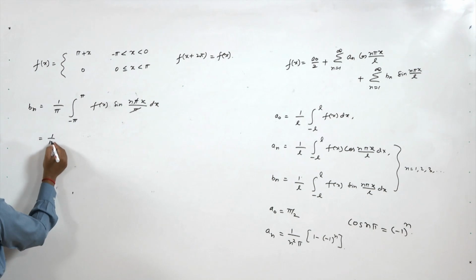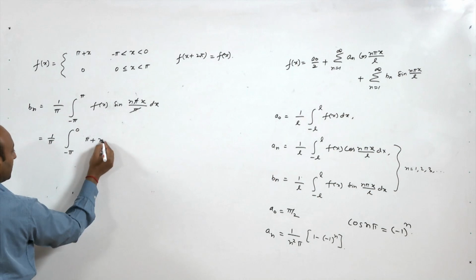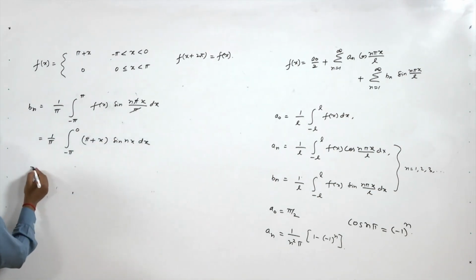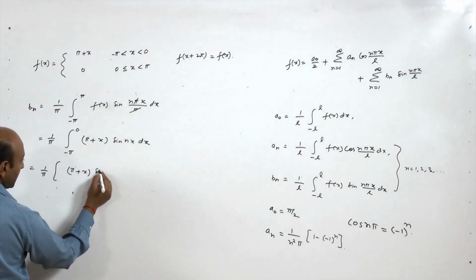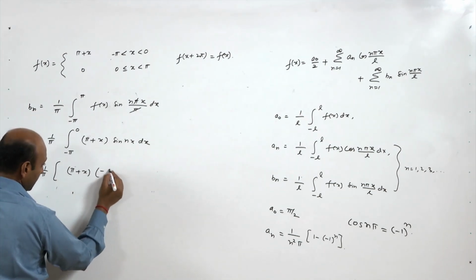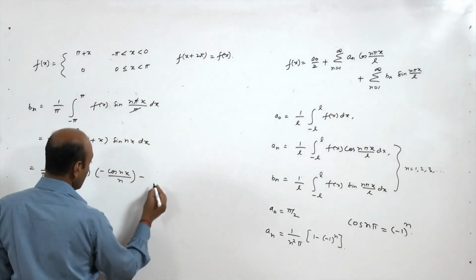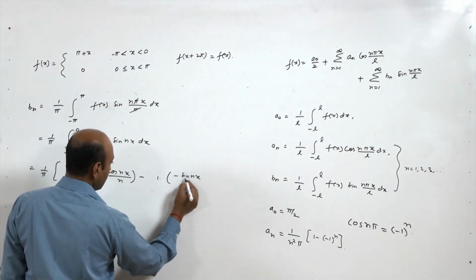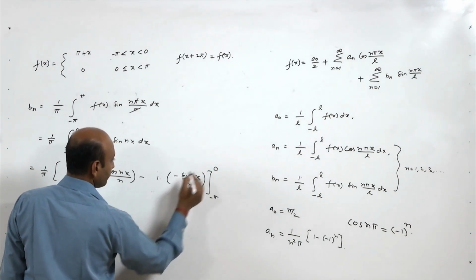So, this is 1 by pi, again integral from minus pi to 0, it is pi plus x by the definition of the function. Now, again you will integrate by parts here, pi plus x sin nx. Integration of this is nothing but minus cos nx by n, minus derivative of first, integration of second, that is minus sin nx by n square, from minus pi to 0.